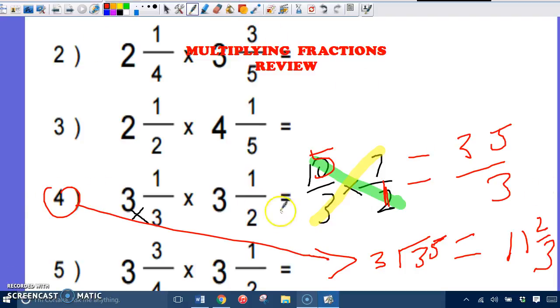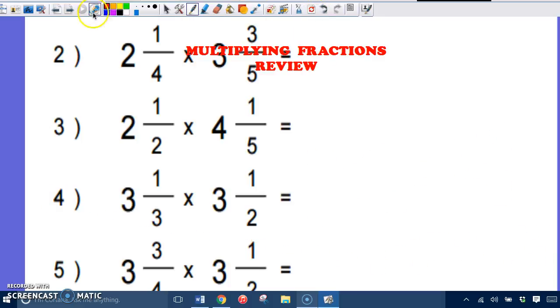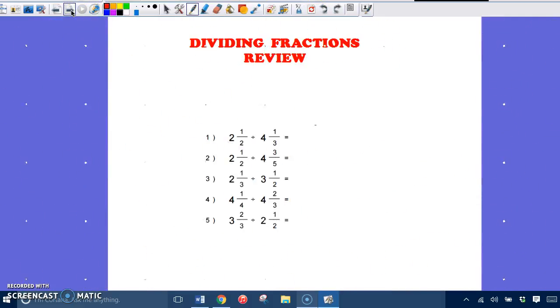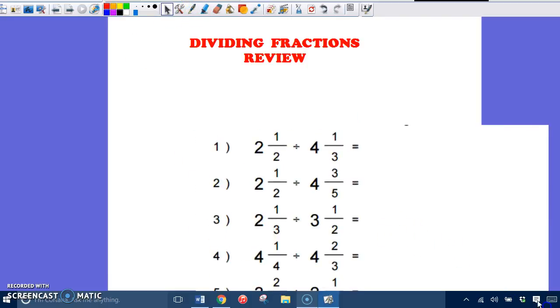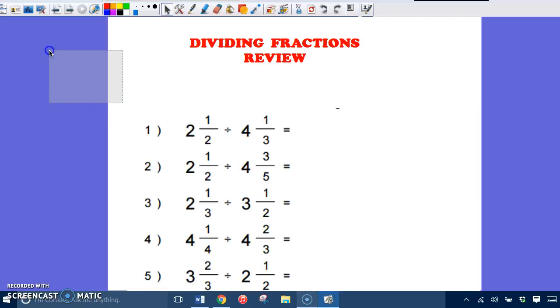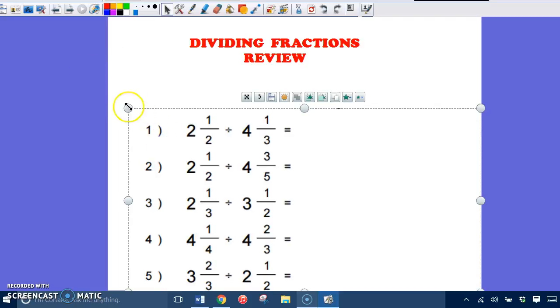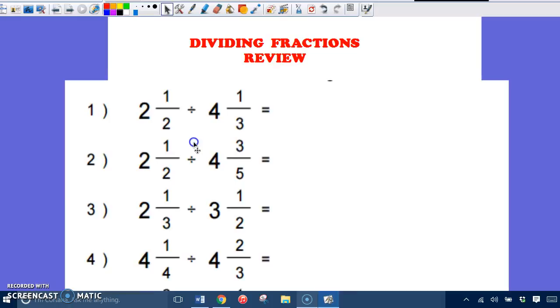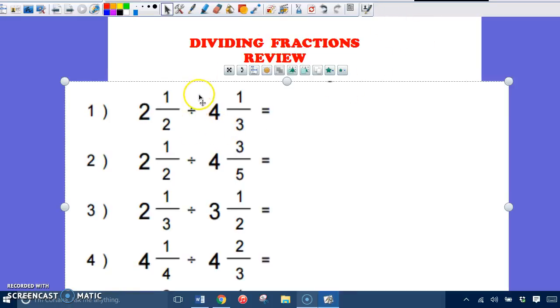Oh my goodness, we made it to the last part of the fraction review. We are now going to move on to dividing fractions. Okay, so dividing fractions, I'm just going to jump right into dividing with mixed numbers because dividing fractions and multiplying fractions are the same thing except one small difference. We don't really divide fractions, we multiply them.